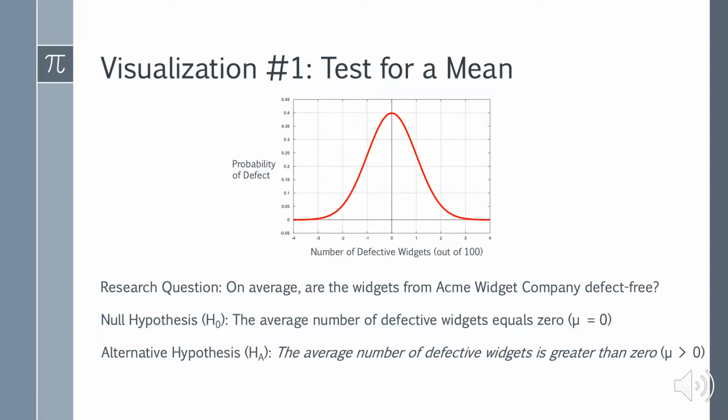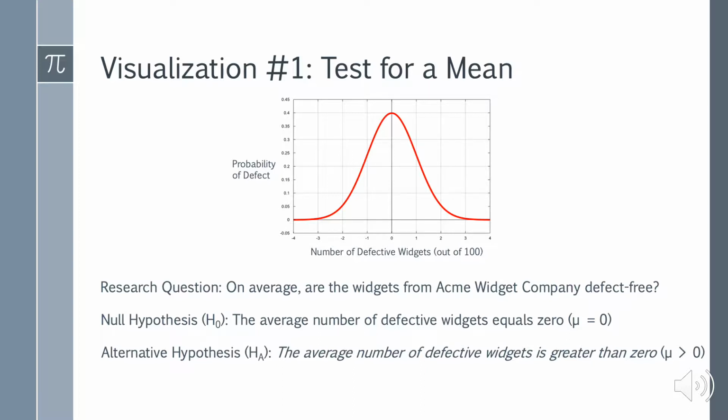The research question: on average, are the widgets from Acme Widget Company defect-free? The null hypothesis: the average number of defective widgets equals 0. The alternative hypothesis: the average number of defective widgets is greater than 0.